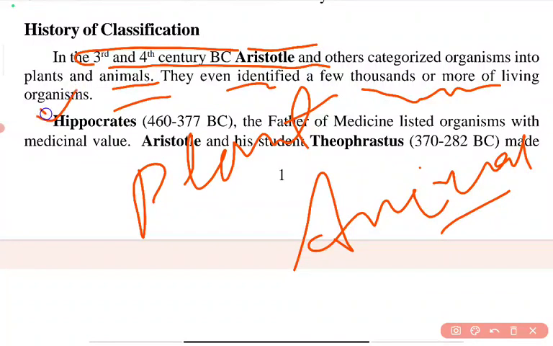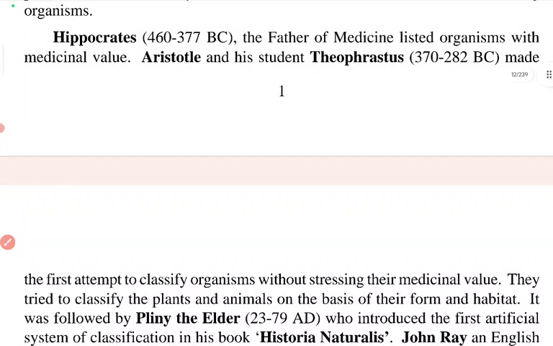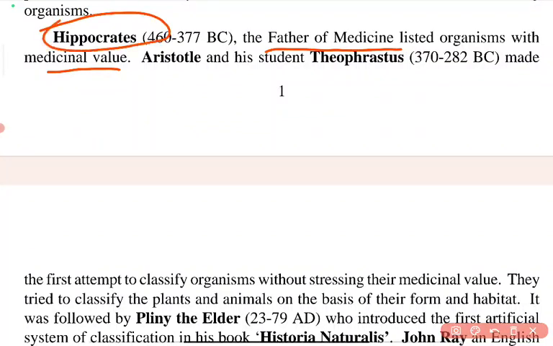Now, talking about Hippocrates, 460 to 377 BC, the father of medicine, who listed organisms with medicinal value. So first of all, who is the father of medicine? The father of medicine is Hippocrates. You have to remember these facts, and this is a fact, with no need for any trick. Who is the father of medicine? Hippocrates.